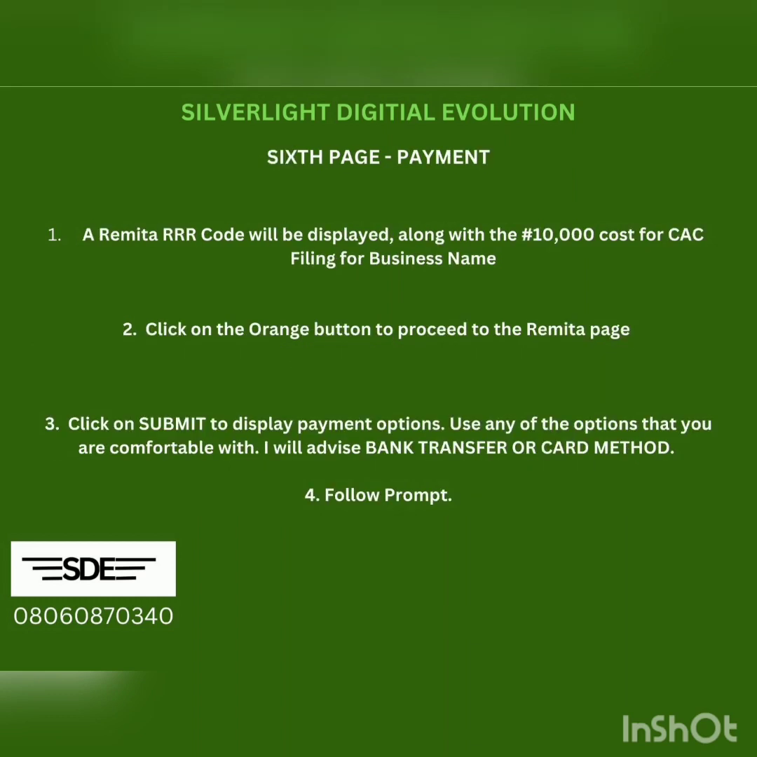Now the sixth page is the payment page. This is where Remita will bring out an RRR code along with the cost for the filing of the business name. Now, sometimes network glitches might hold this. You have to refresh a lot of times to make sure the RRR code comes out with the orange button. Click on the orange button, proceed to Remita page.